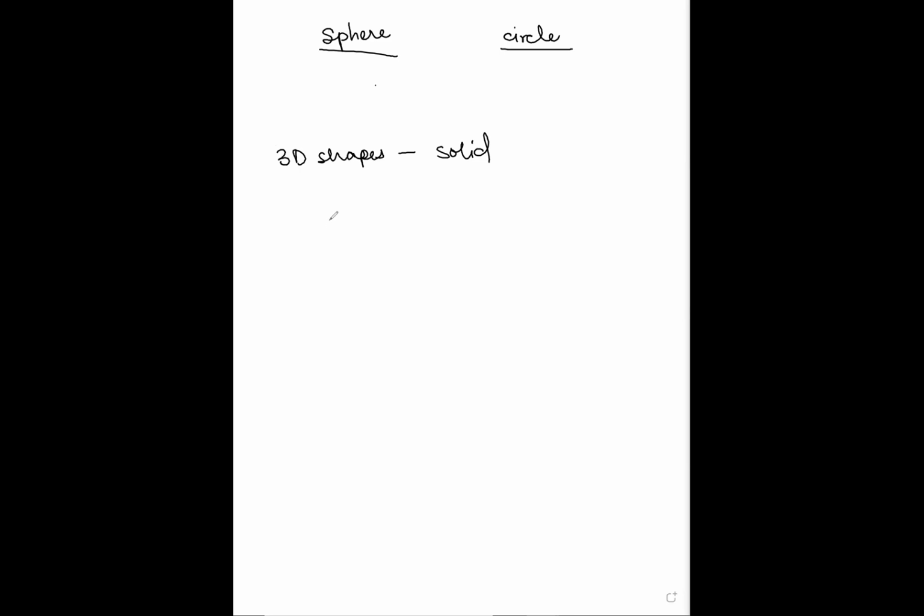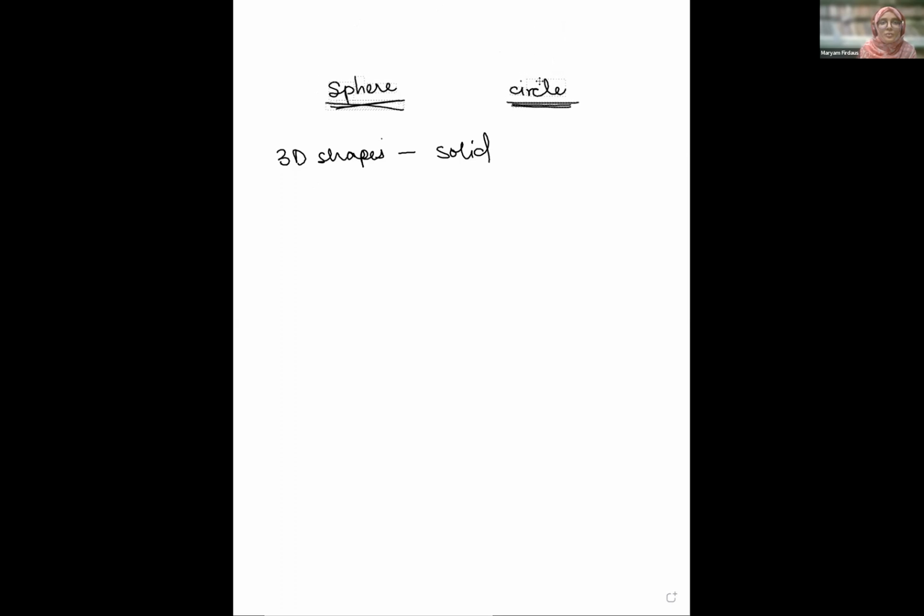Okay. So then is a circle a 3D shape? No, it's not. Then out of these two, which of them is a 3D shape? I can't see the board. Can you write a little down? Okay. Which of these two is a 3D shape?